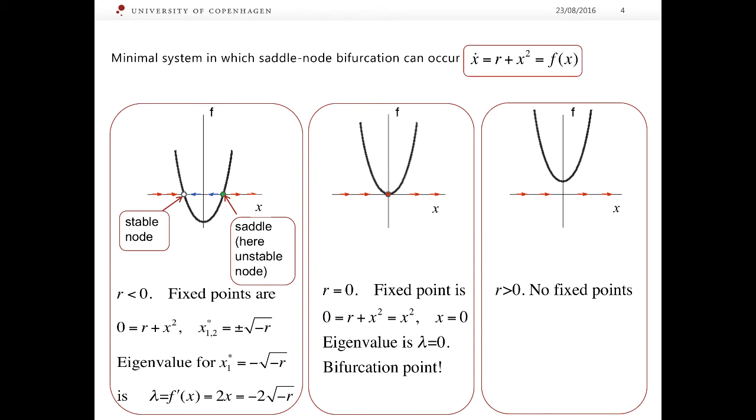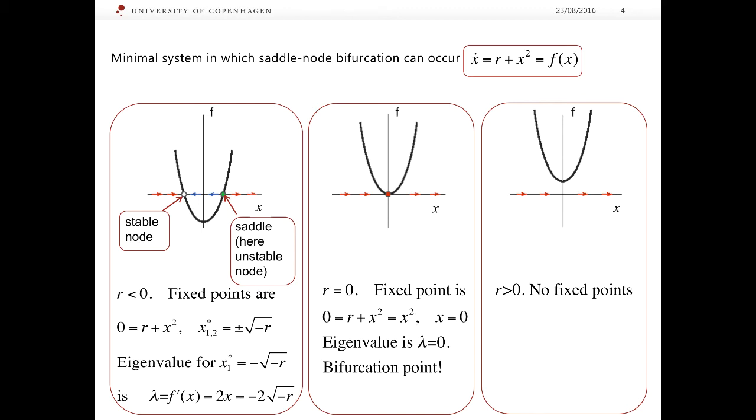Now, when r takes positive values, the parabola does not intersect the zero value and there are no fixed points at all. If we set initial conditions in the negative part of the graph, the phase trajectory simply goes towards positive values of x and does not stop. So as compared to the negative values of r, at positive values of r, the system changed its behavior drastically. This bifurcation is called saddle node bifurcation.